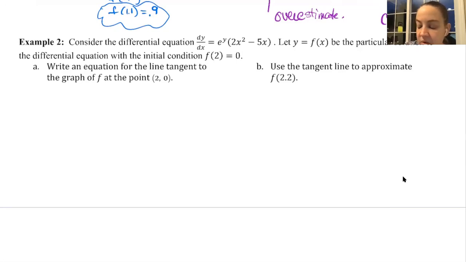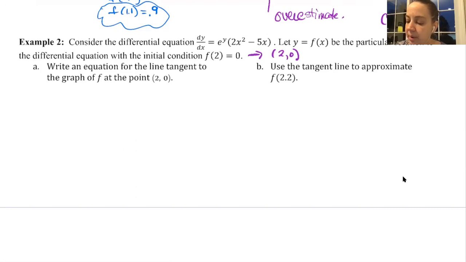I've had this discussion with a few students, but just a reminder, all this really is is the ordered pair 2 comma 0. That's all it means. So if you are more of an algebra person, and remember I teach algebra at the same time, so I go algebra brain sometimes, it is the ordered pair 2 comma 0. Write an equation for the line tangent to the graph of f at the point 2, 0.